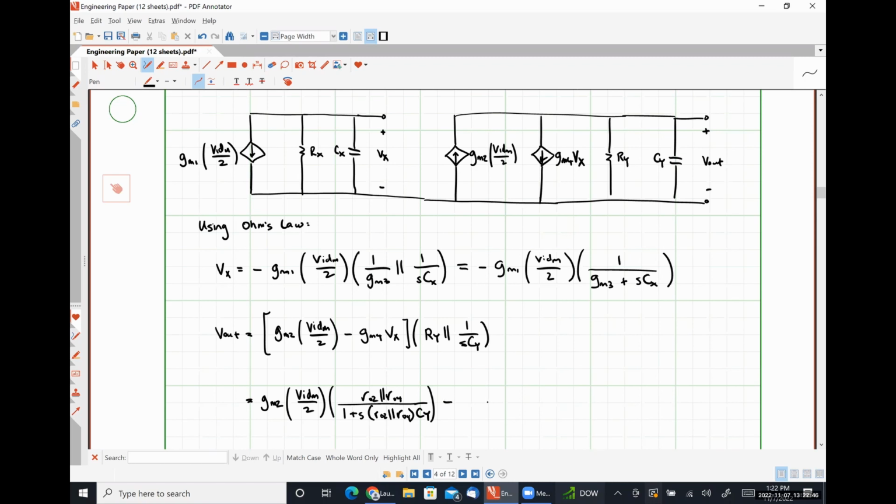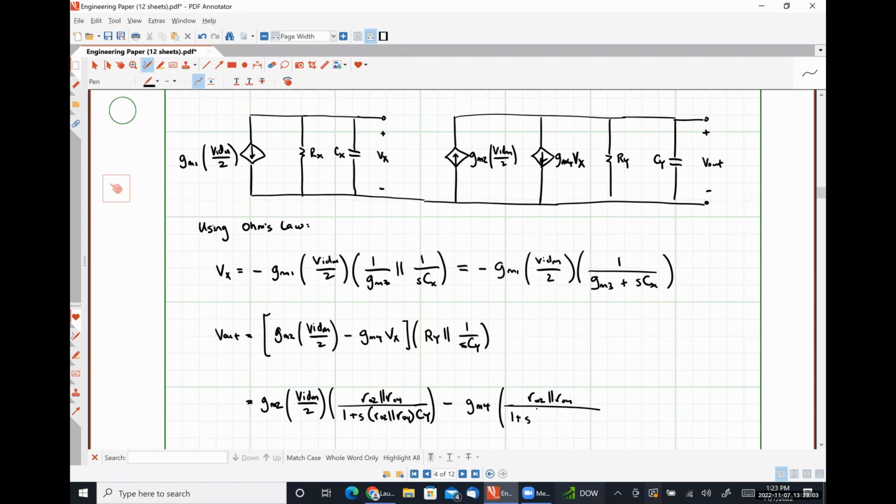Minus GM4 times R02 in parallel with R04 over 1 plus S R02 in parallel with R04 CY. So what I just did here, to be clear, is I took care of this part, and now I'm about to multiply through by Vx, just direct substitution there.